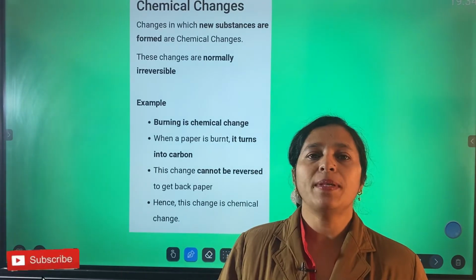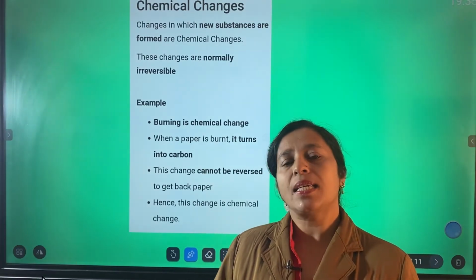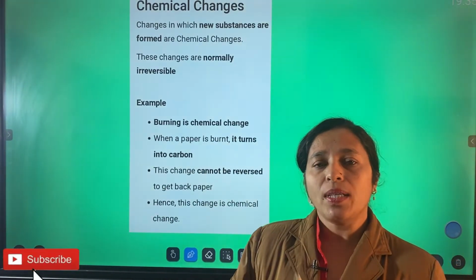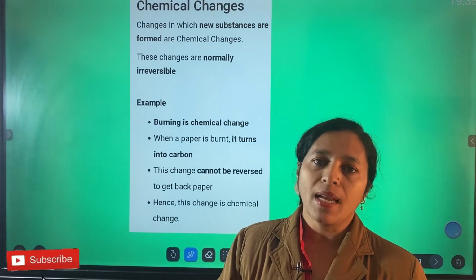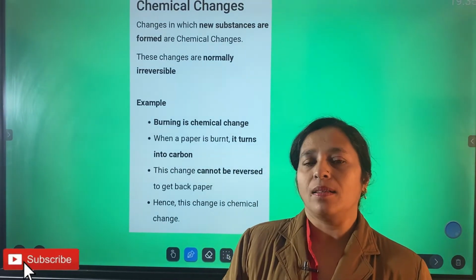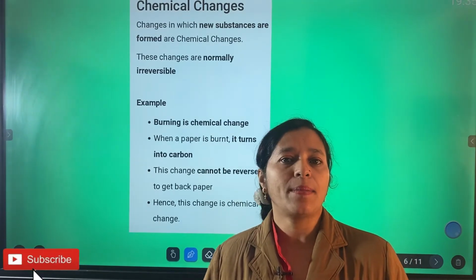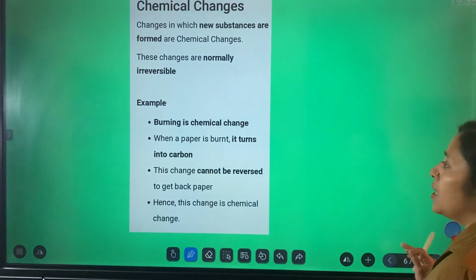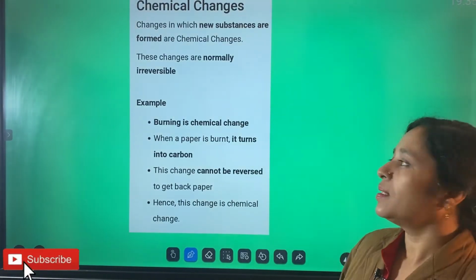For example, if I burn paper, it has changed into ash. Now, this ash, you cannot make paper back from the ash. So it is a chemical change. You cannot make milk from the curd. So it is a chemical change. So we can say these are some of the examples of chemical change that you should know for the chemical reaction.